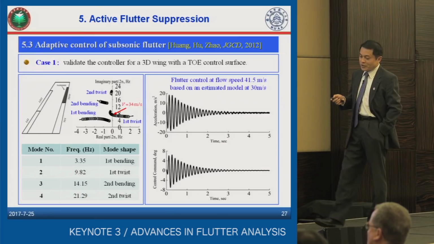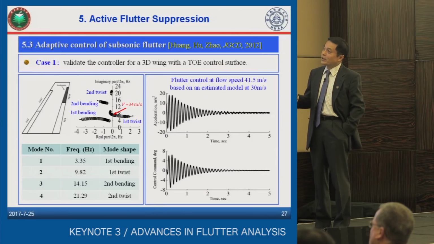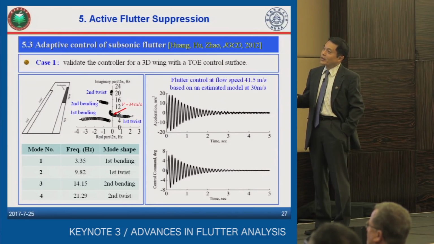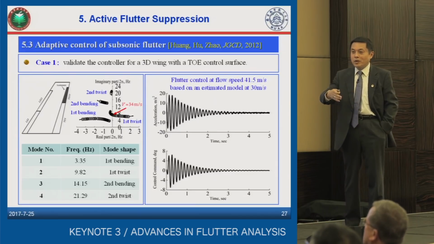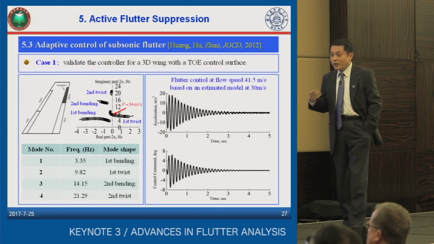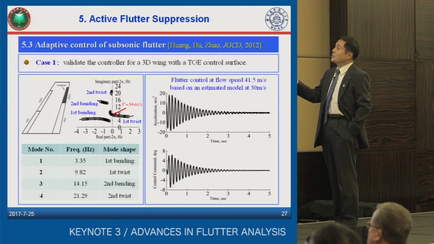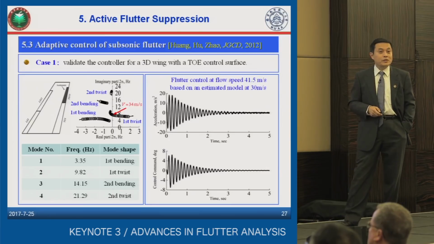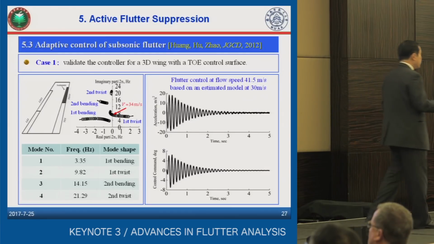If the flutter is not suppressed actively, the open loop of the wing will be subject to flutter when the flow speed reaches 34 meters per second. Then we establish the model and update the parameters in the model with an increase of the flow speed from 30 meters per second. This way we can let our controller work, for example, until a flow speed of 41 meters per second.